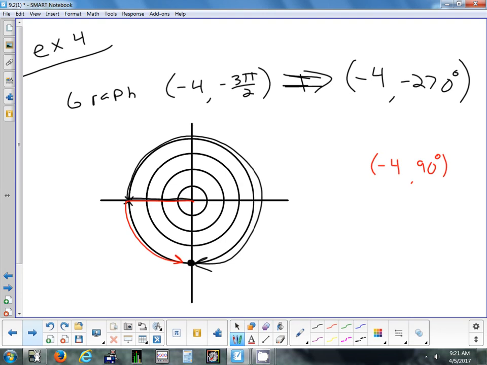What would be a third way? Positive 4. Yeah, we haven't done anything with a positive radius. Positive 4 and positive 270. Yep. Positive 4, positive 270 would be like this. And positive 4, negative 90. Okay, so basically there's 4 different ways to get to every point in polar.